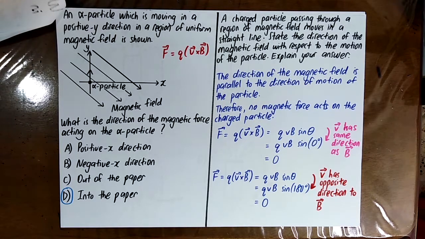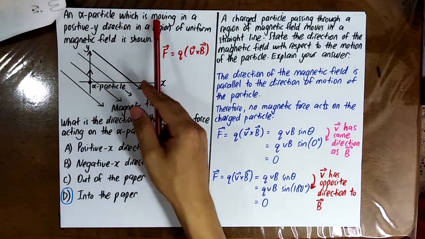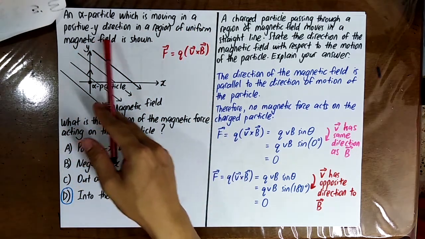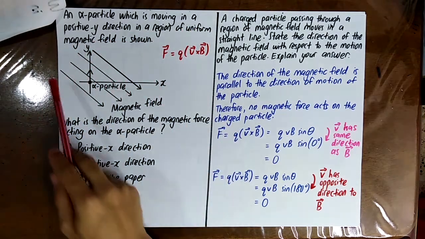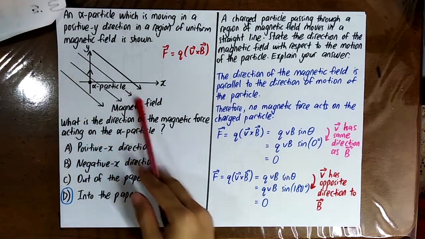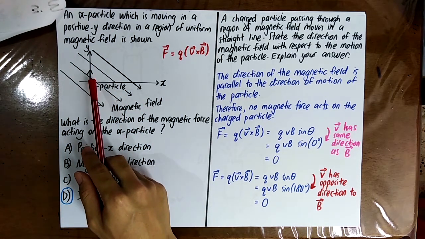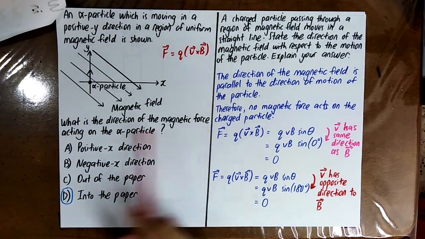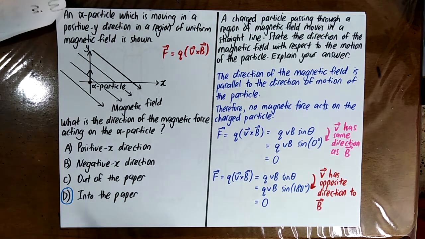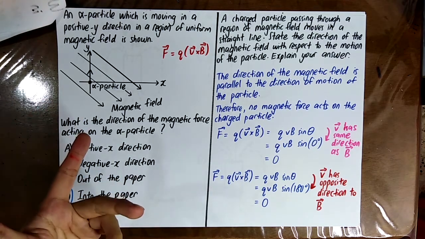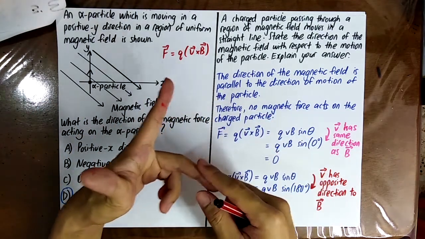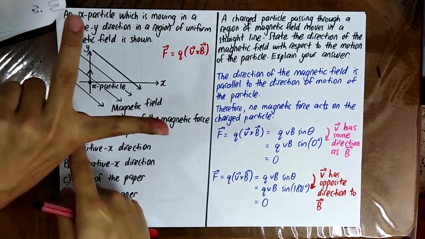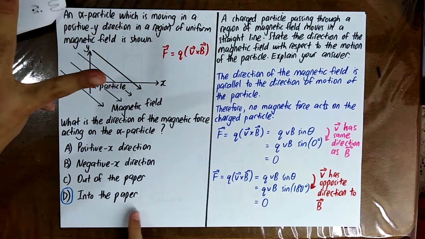Okay, let's do some questions. An alpha particle which is moving in a positive y direction in the region of uniform magnetic field is shown. The magnetic field is pointing here, and your alpha particle is moving from here to here. What is the direction of the magnetic force acting on the alpha particle? First, you can use your Fleming's left hand rule. F, B, V. B is here, V is here. Then you know that F is into the page.